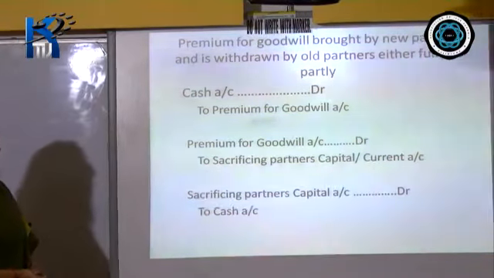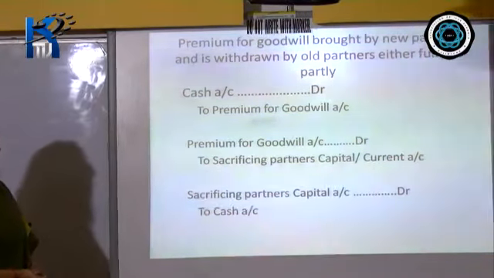So the first step goes like this. Calculate the net worth of the business on the basis of the new partner's capital. So what is the new partner's capital? 1 lakh. So on the basis of the new partner's capital, the net worth of the business will be: if 1/3 is equal to 1 lakh, therefore 1 will be equal to 1 lakh into 3. So this would be 3 lakhs. So the net worth of the business on the basis of the new partner's capital is 3 lakh.